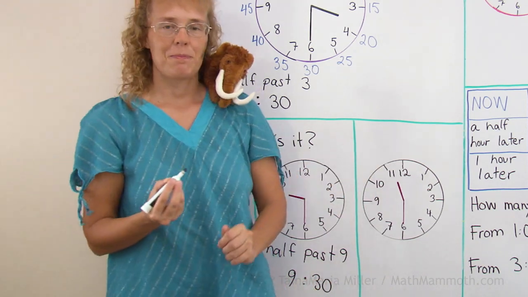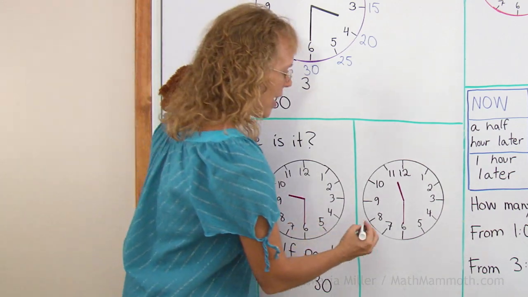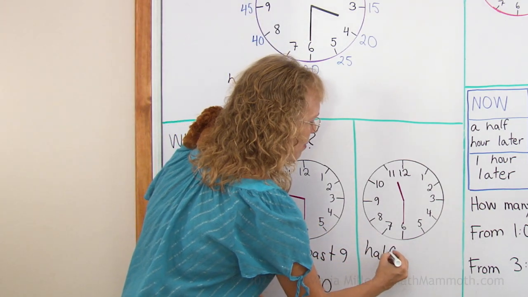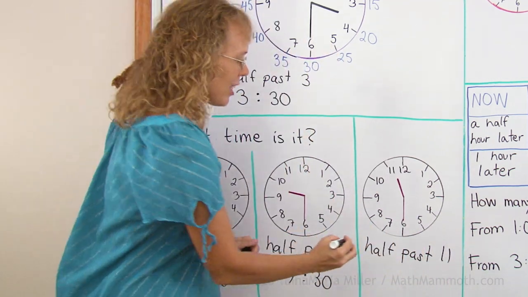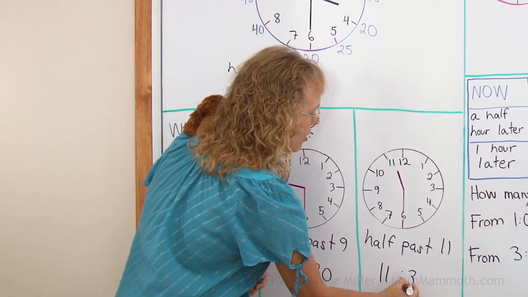What time is it? 11:30, yeah. If I use numbers only, I write 11 for the hours and 30 for the minutes.